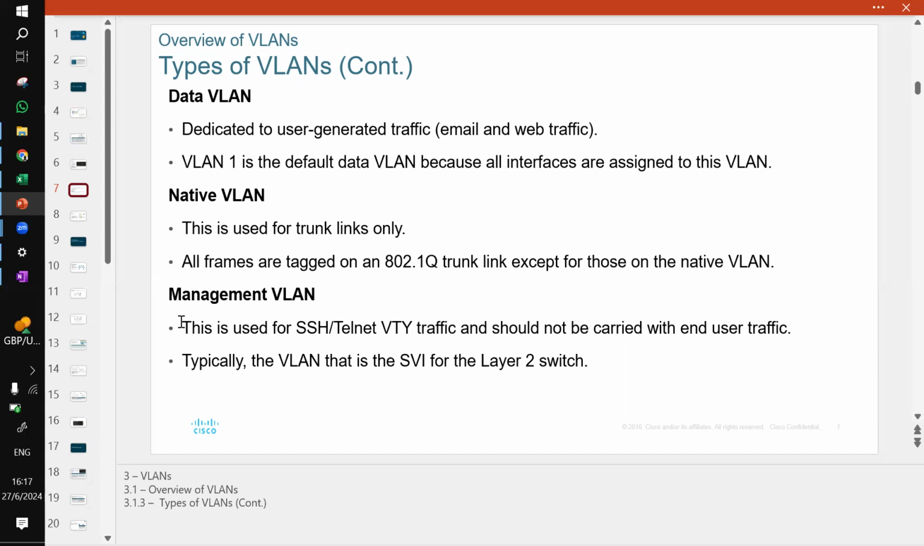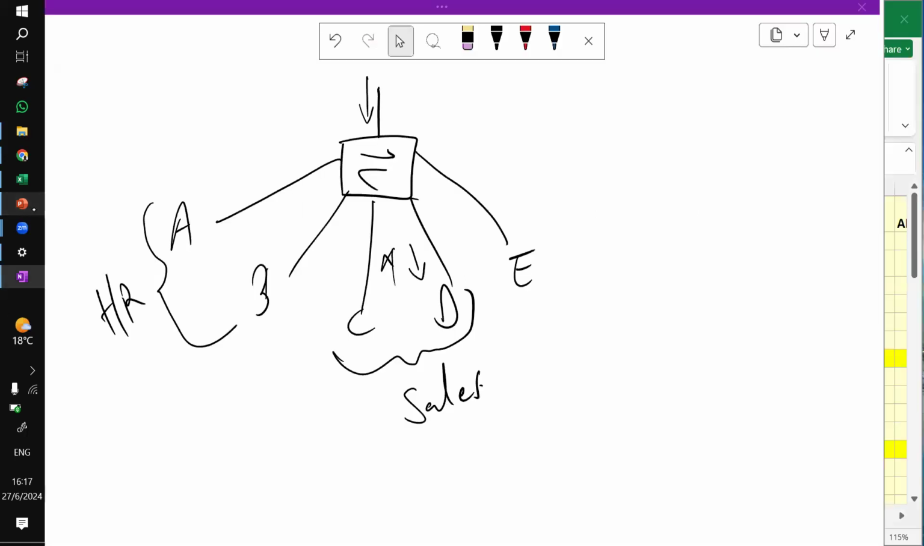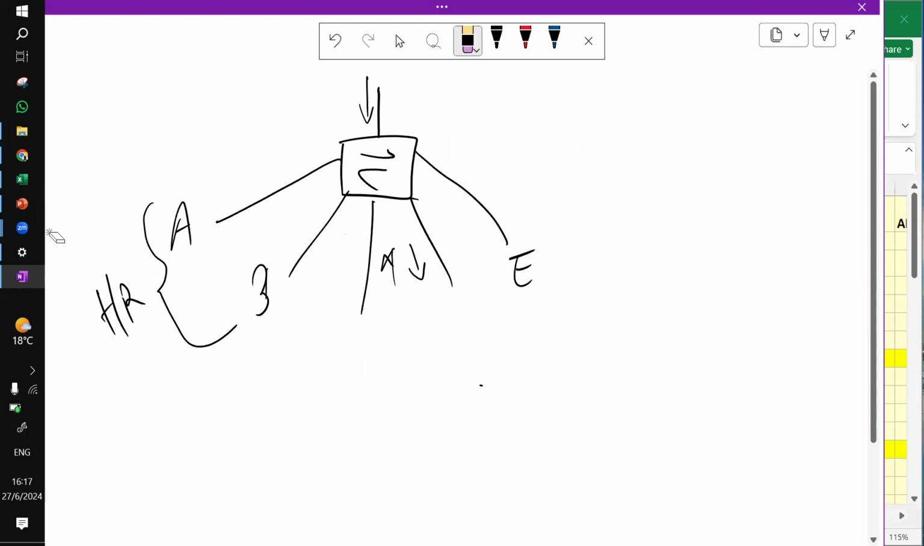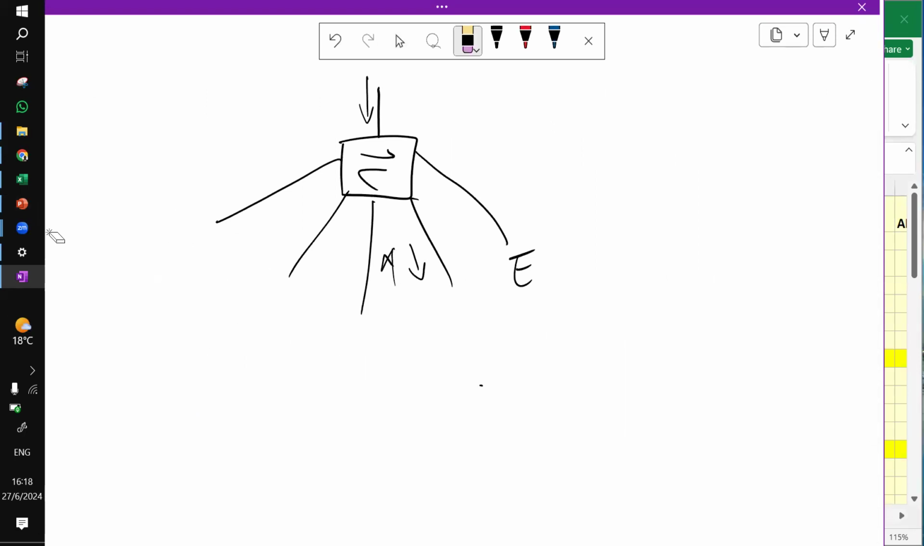Now we also have frames which don't have tags, and if they don't have tags, they belong to the native VLAN, right? So for example here, if I have information from this device, this is VLAN 10, this is VLAN 20, this is VLAN 20. And we have another PC right here, let's say PC1. It does not belong to any VLAN.